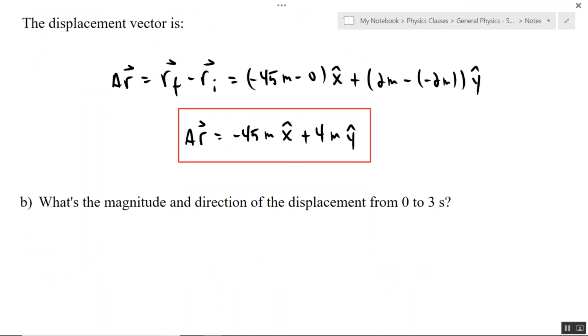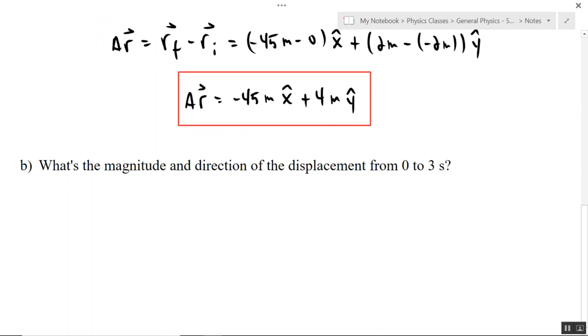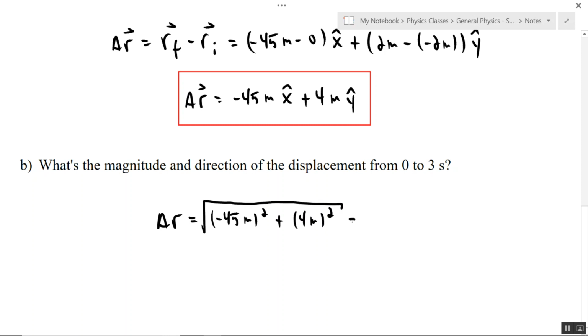Yeah, these things form right triangles all the time, right? So you take the x part squared, add to the y part squared, take the square root. So the magnitude of the displacement, which is just delta r without the vector sign, you don't have to write negative 45 because you're squaring it. But so as to not be confusing, I'm writing it as negative 45, but it's really the same thing as 45 meters squared.